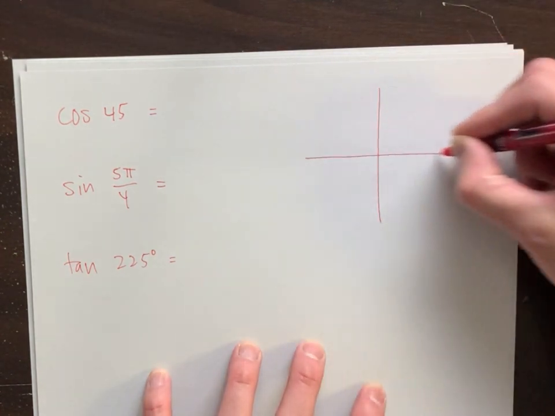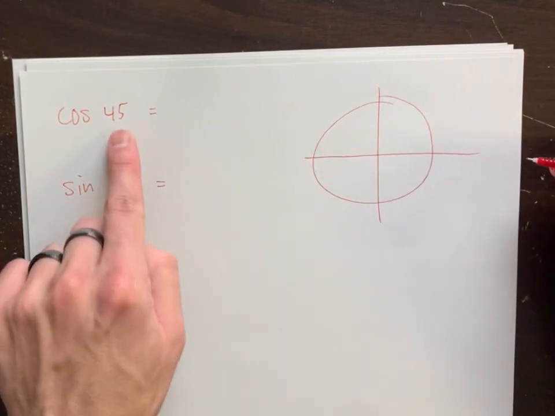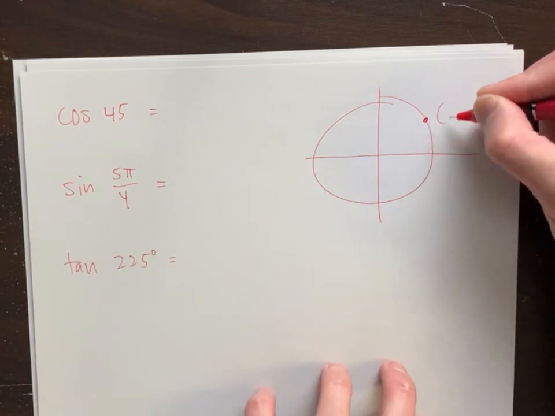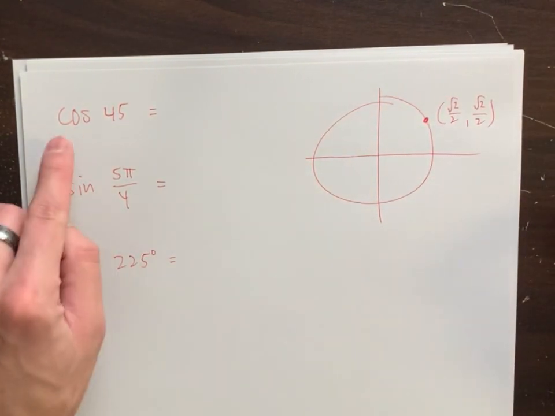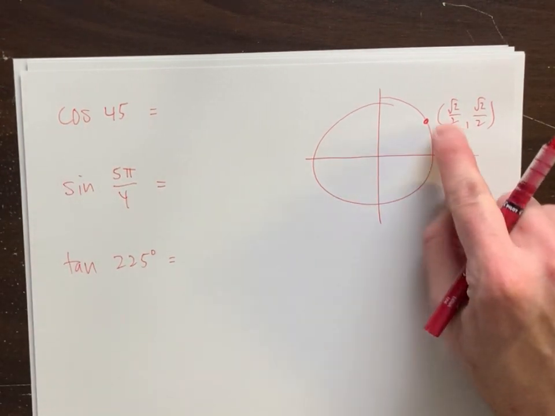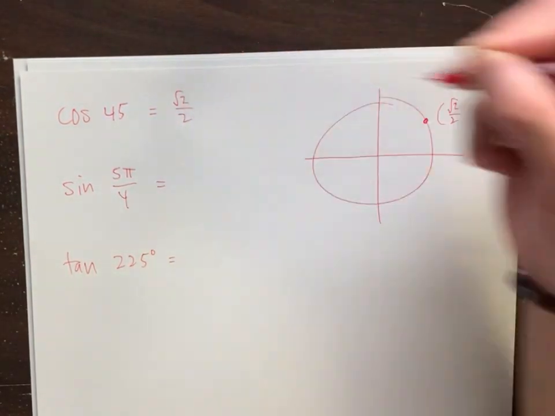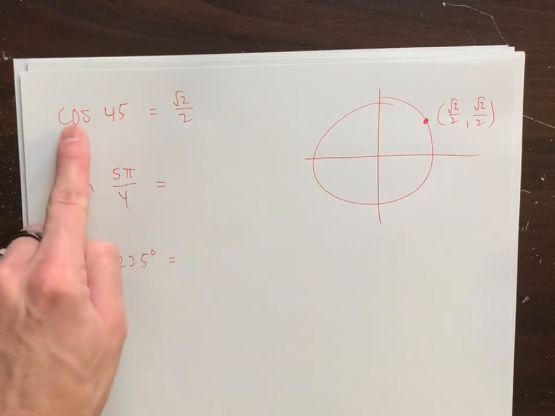You can focus on the unit circle. 45 degrees is right here. And the coordinates there would say this here on a unit circle. And recall that cosine is the x coordinate. And so here is what that would equal. So you go there and you give them that.